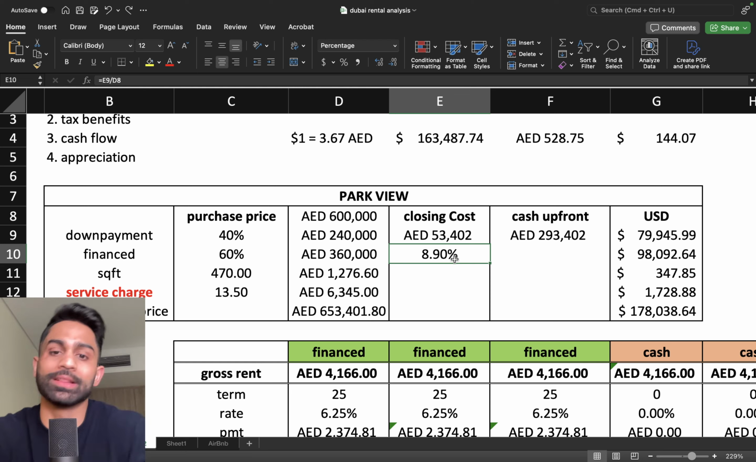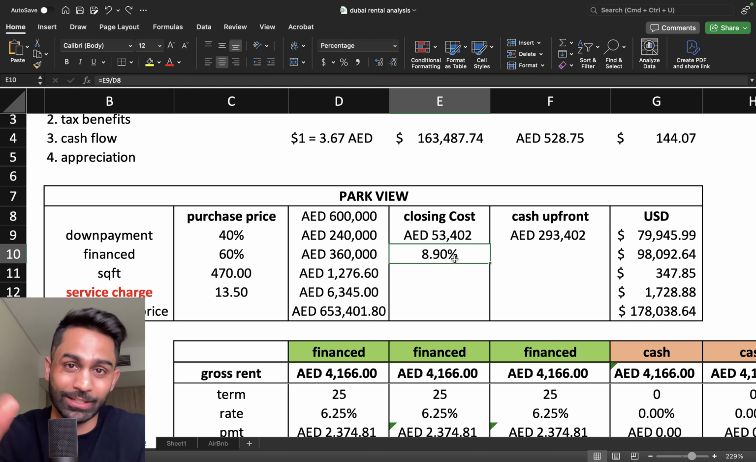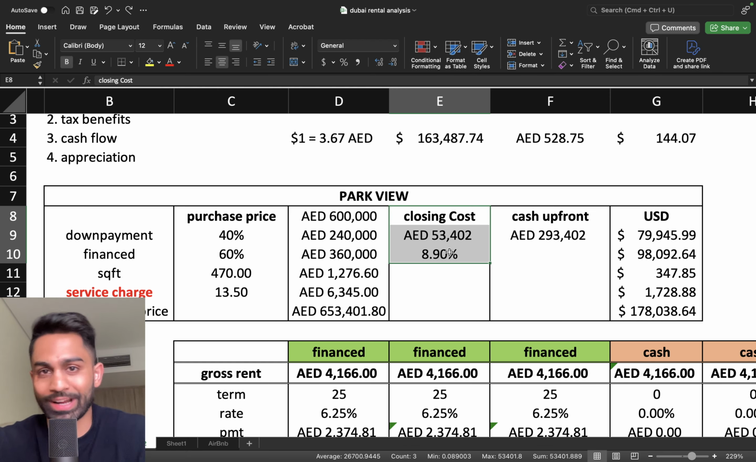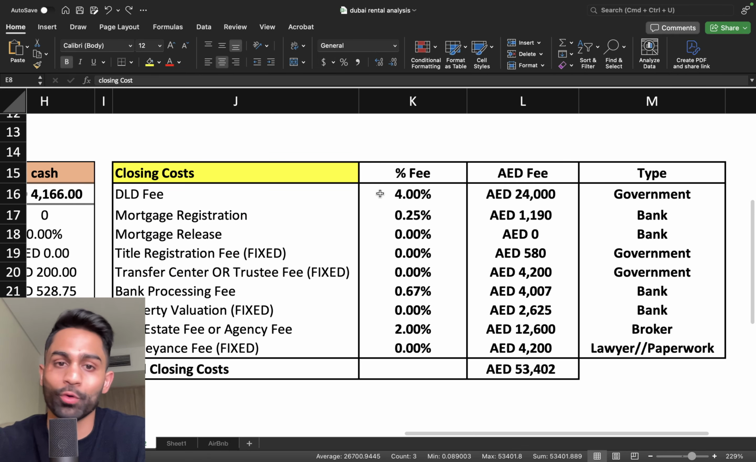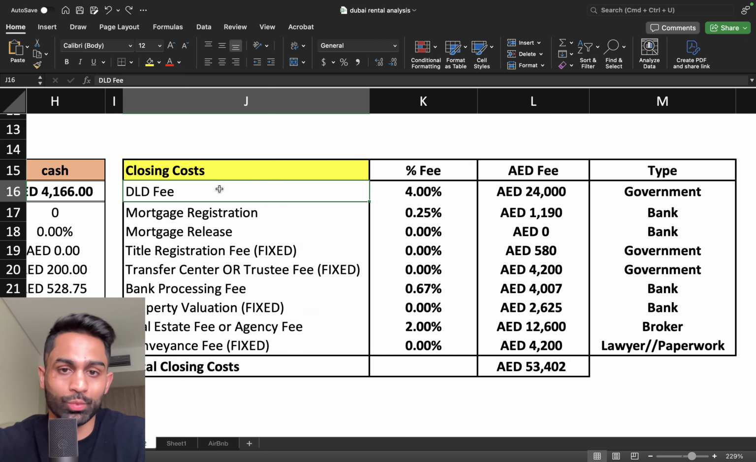The higher you go up in the purchase price, the lower as a percentage is going to be for the closing cost. But it's still going to be higher in terms of the dollar amount because you're working with higher numbers to begin with. So closing cost is quite high in Dubai because these are all the closing costs that one has to account for. This is what I have kind of created, this list. So we've got the DLD fee, which is probably the biggest one. This is the Dubai Land Department.